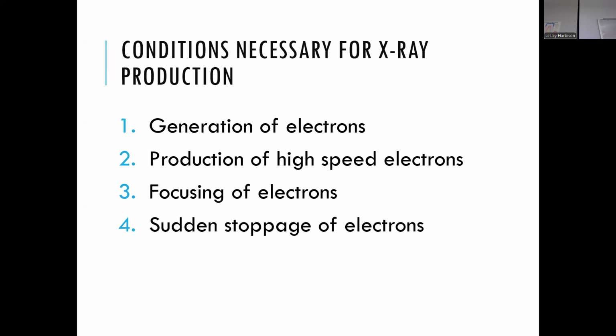And then we need them to stop on something. So they have to stop on something that's going to be the right kind of material and the right element to stop it and then cause this reaction. So those are the 4 things. Generation, they have to be high speed. You have to focus them in the area, in the direction you want them, and then you got to get them stopped real fast. So those are the 4 things.